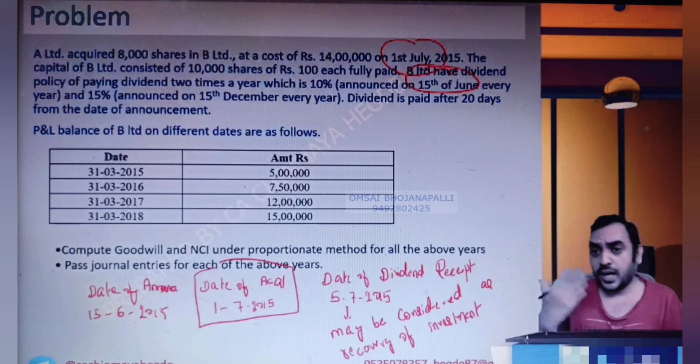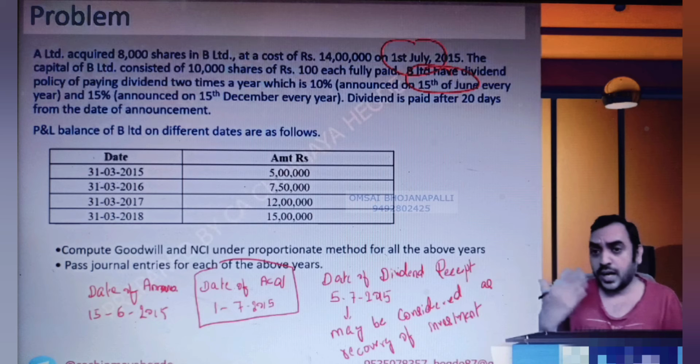So you can see the date of acquisition is between the date of announcement and the date of receipt. Therefore the investor is aware that this much dividend is going to be there. When the investor is aware of the dividend, the payment made includes an element of dividend as well. So this dividend may be considered as recovery of investment.